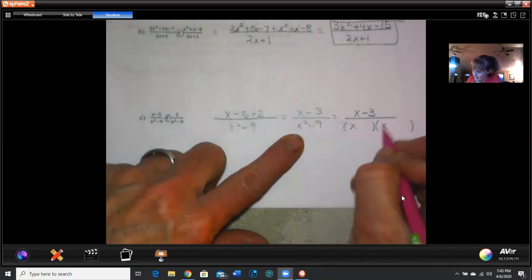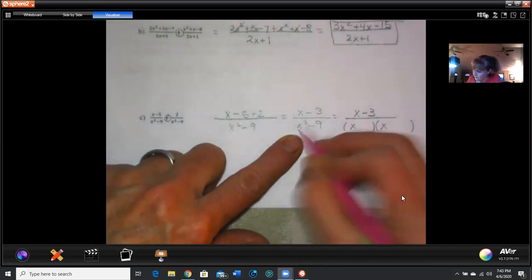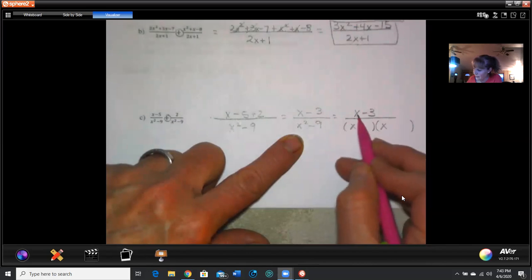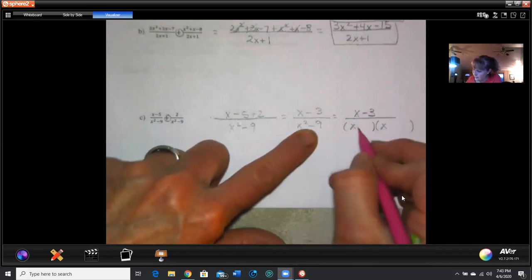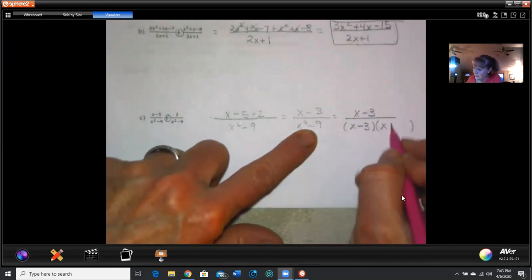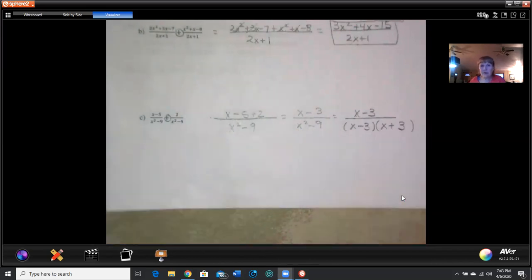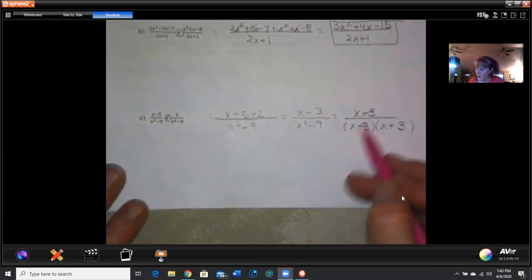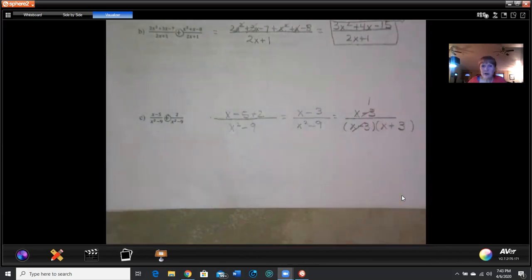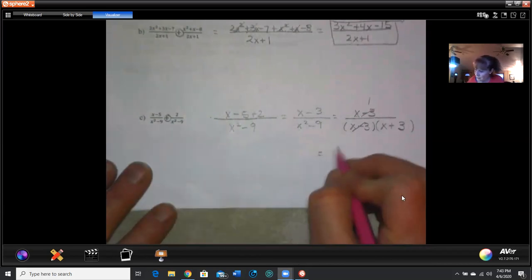x times x is x squared. It's a possibility because we have an x in both spots. Minus 3 and plus 3. I have a difference of squares, and I have two groups that match. So these would cancel and form a 1. So your answer in reduced form is 1 over x plus 3.